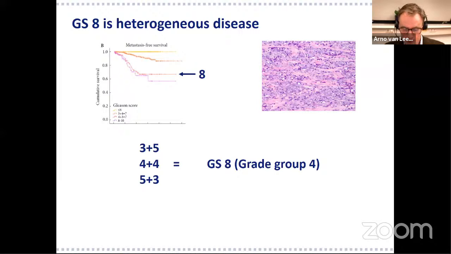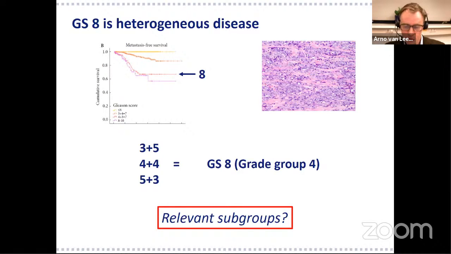But what about men with Gleason score 8 cancer? According to the 2014 ISUP consensus conference, Gleason score 8 tumors are now all referred to as grade group 4. One of the criticisms of the grade group system, however, is that information on the underlying Gleason scores in grade group 4 is lost. It can be Gleason score 3 plus 5, 4 plus 4, or 5 plus 3. But can relevant subgroups be distinguished among these high-risk patients?